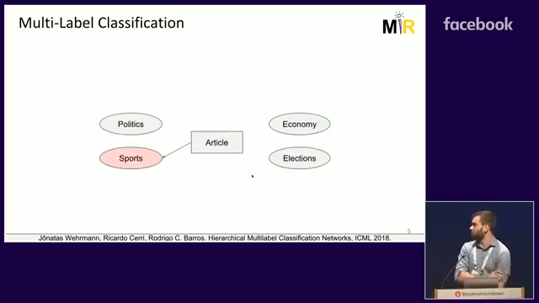In a multi-label classification problem, the classifier has to learn to classify between not necessarily distinct classes, but those classes may overlap. So in this case, an article might be classified as a sports category or economy, politics, and elections all together. So the classes are not disjoint classes.